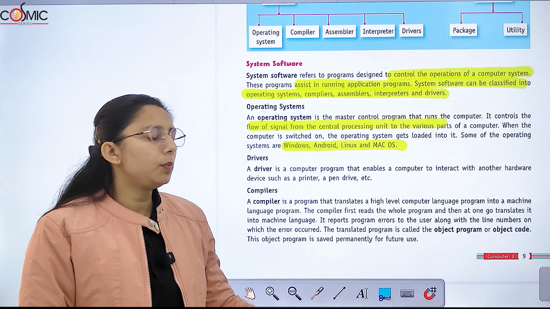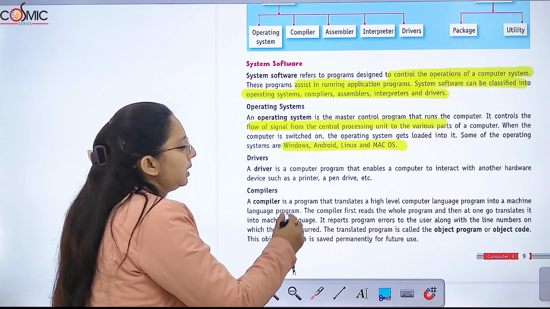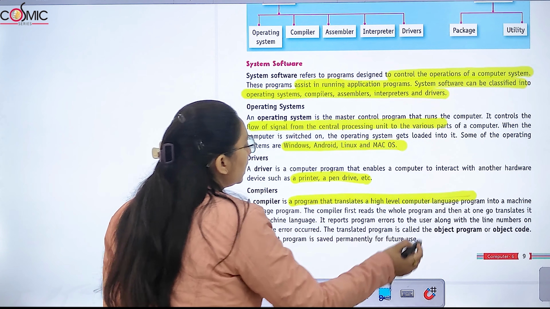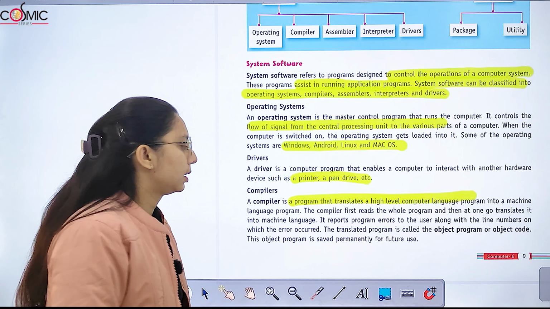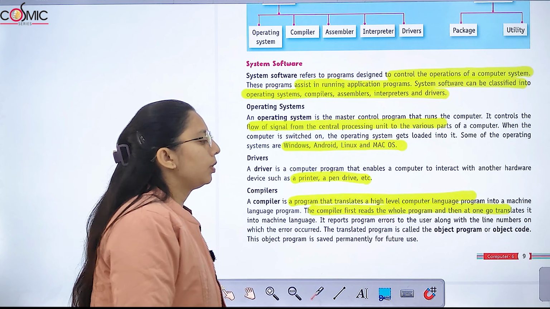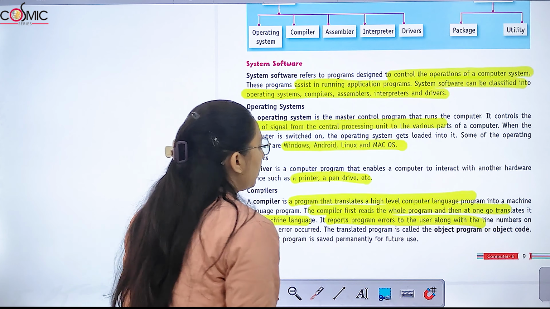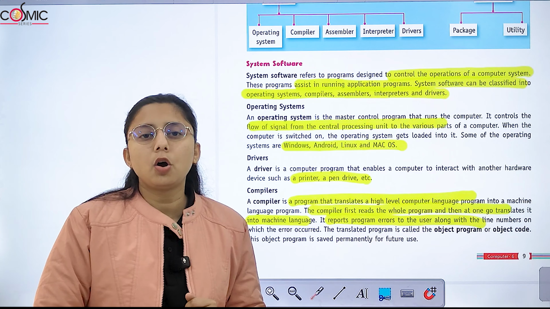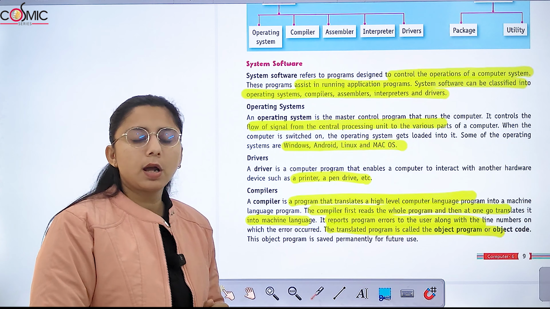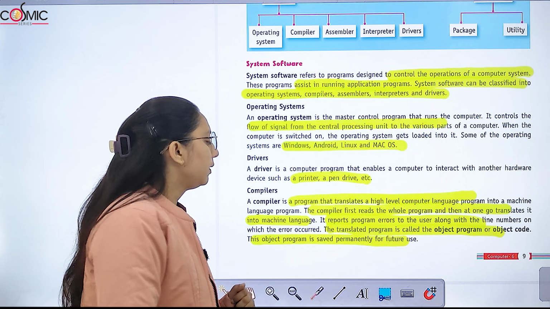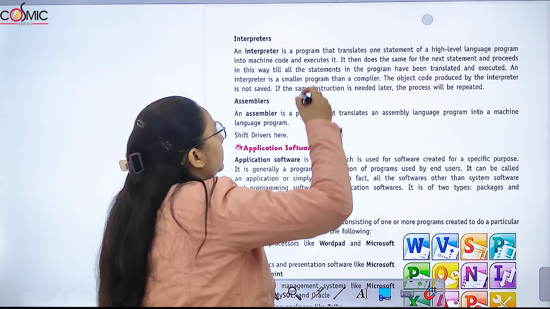Then we have driver. It is a computer program जो enable करता है कंप्यूटर को to interact with another hardware, like we have printer. Compiler, it is a program that can translate. ये करता है high level computer language program को machine language में translate करता है. The compiler first reads the whole program and then at one go translates it into machine language. It reports program errors to the user along with the line number where the error occurred. The translated program is called object program or object code, and this object program is saved permanently for future use. और हम इसको save कर सकते हैं permanently for future use.